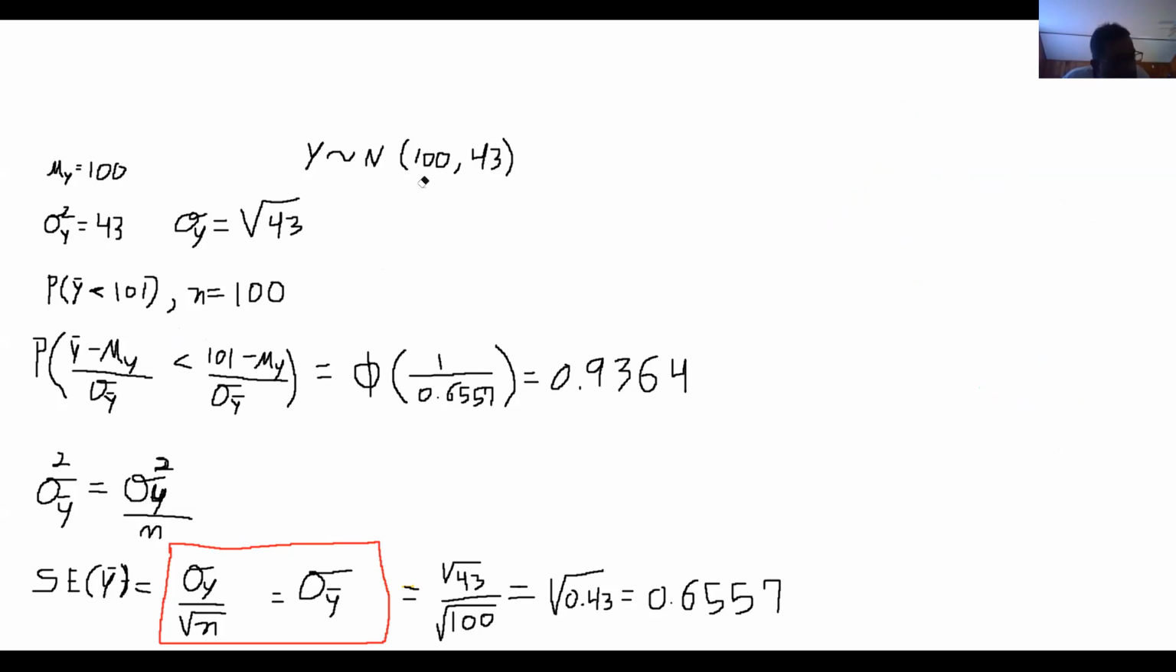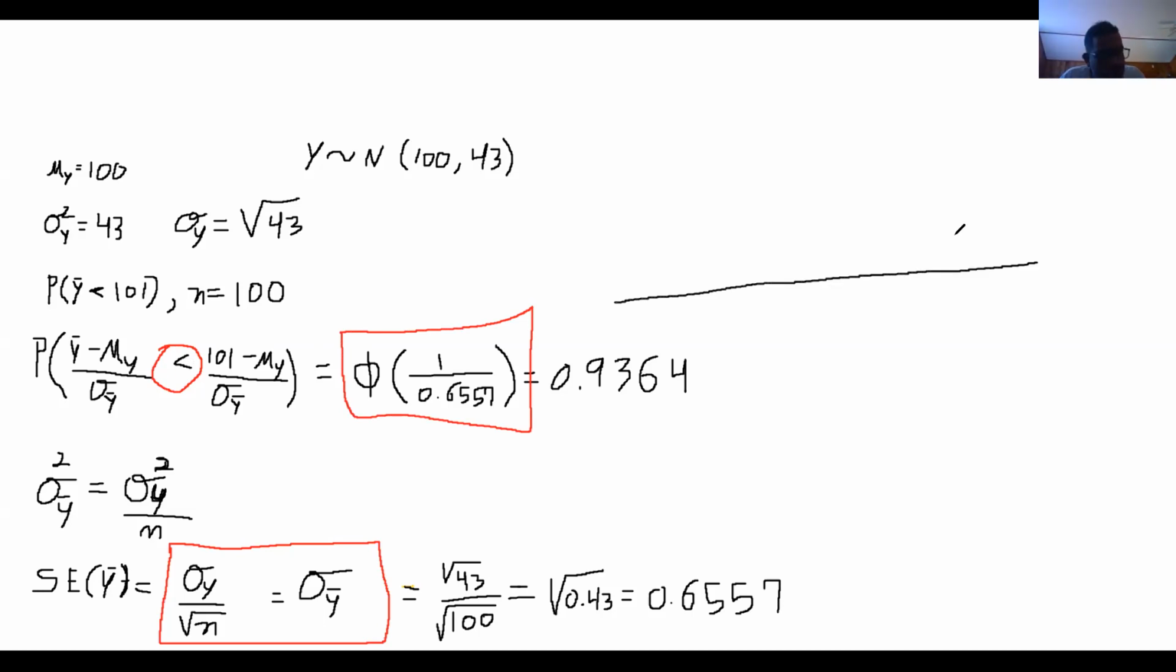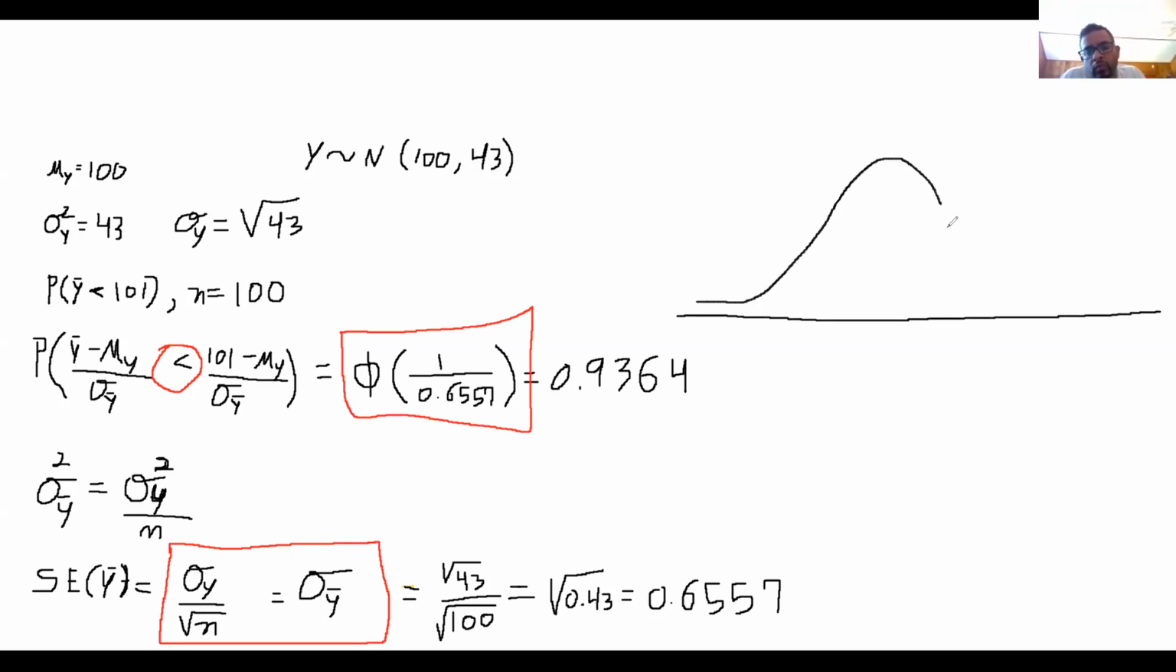Let me use a different color. We have to know how this is affecting the conversion from this step to this step. It is being affected by this sign. That is because when we have the distribution here, we focus at a point, right? And the point that we try to focus on is this point.